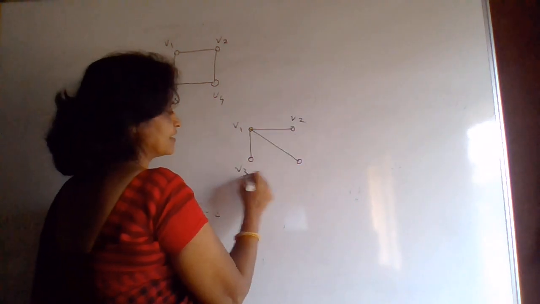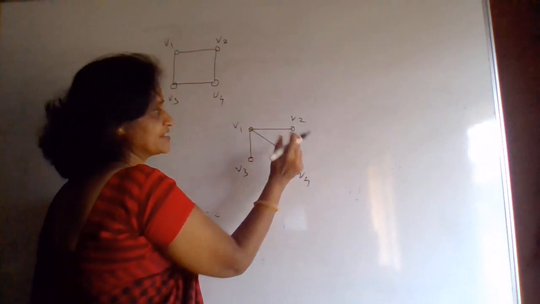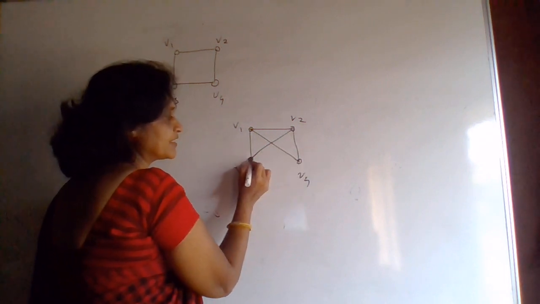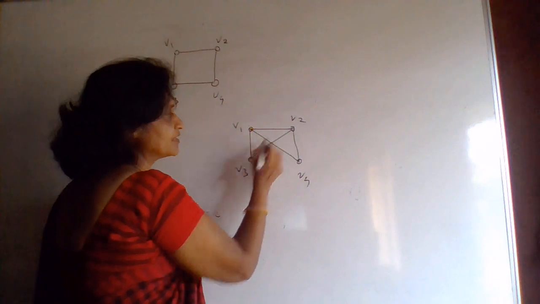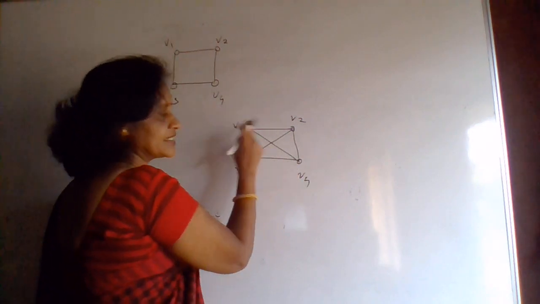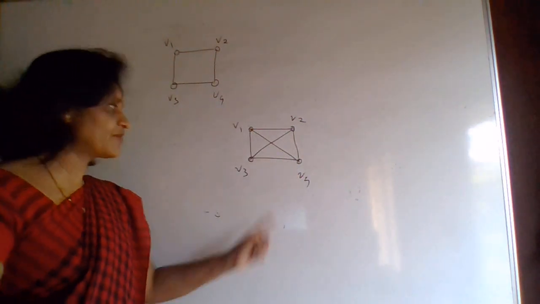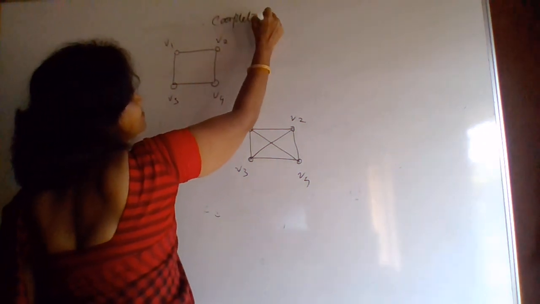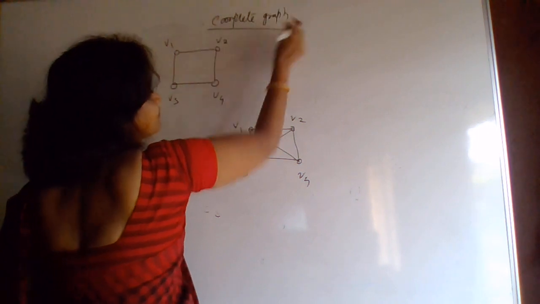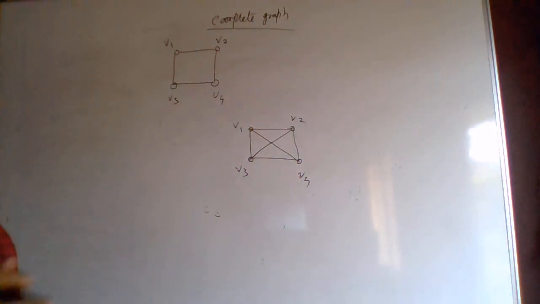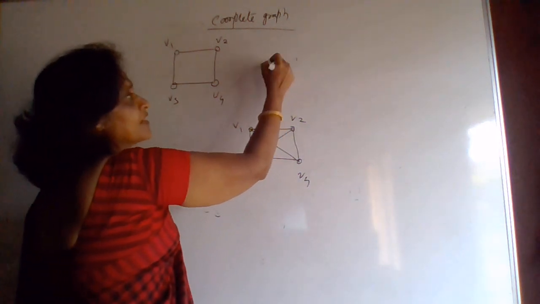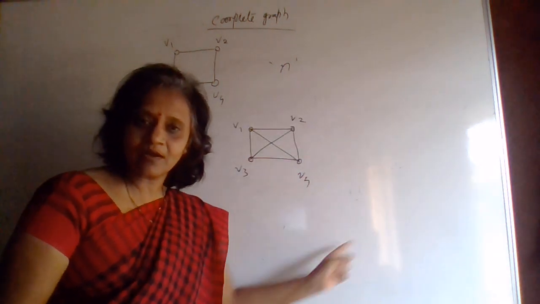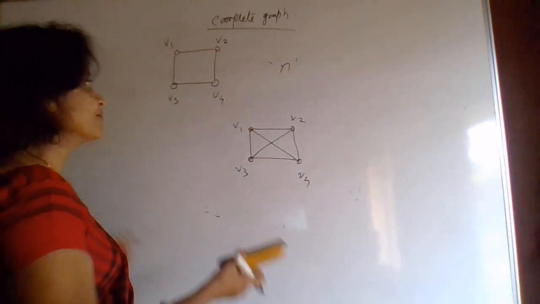Look at this. V2 must be adjacent to all. V1 is already there. V3, V4. V3 must be adjacent to all. V1, V2, V4. We see V4 is adjacent to all. So this type of graph we call as a complete graph. So what is the meaning of complete graph? How will I define it? Complete graph on n vertices is a graph in which every vertex is adjacent to rest all vertices. That is the complete graph.